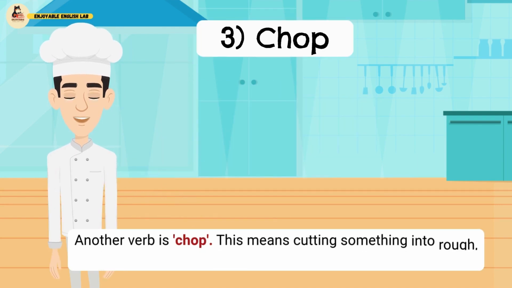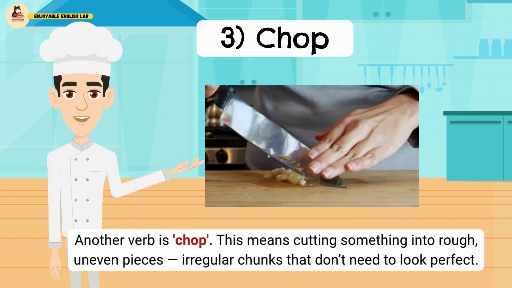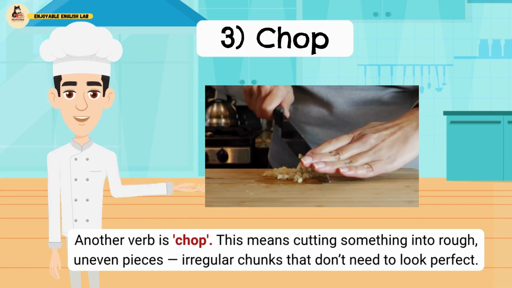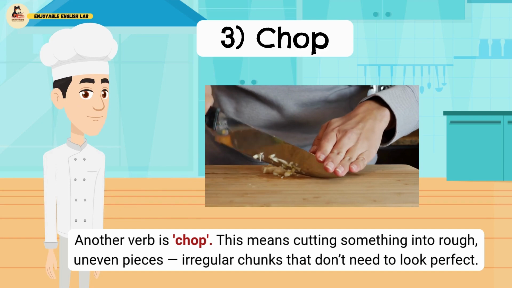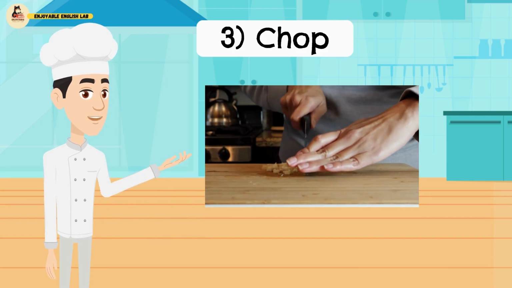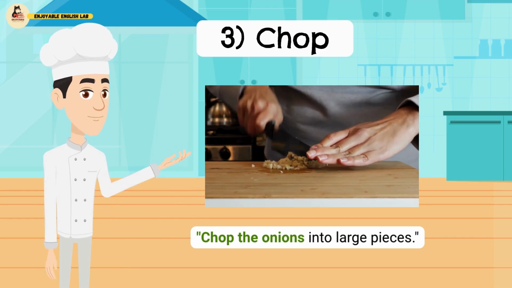Another verb is chop. This means cutting something into rough, uneven pieces. Irregular chunks that don't need to look perfect. For example, chop the onions into large pieces.